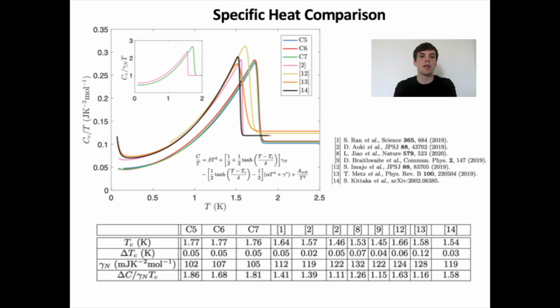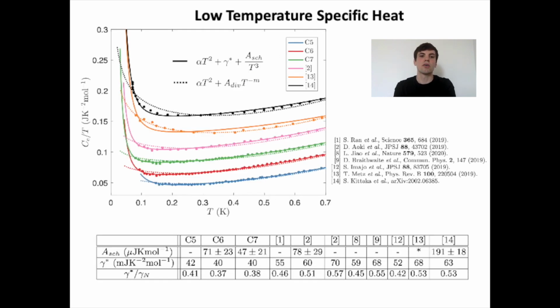Three things are immediately obvious. Our samples have the highest TC, have the largest superconducting jump, and have the smallest Sommerfeld coefficient, all of which are clearly linked to differences in composition.